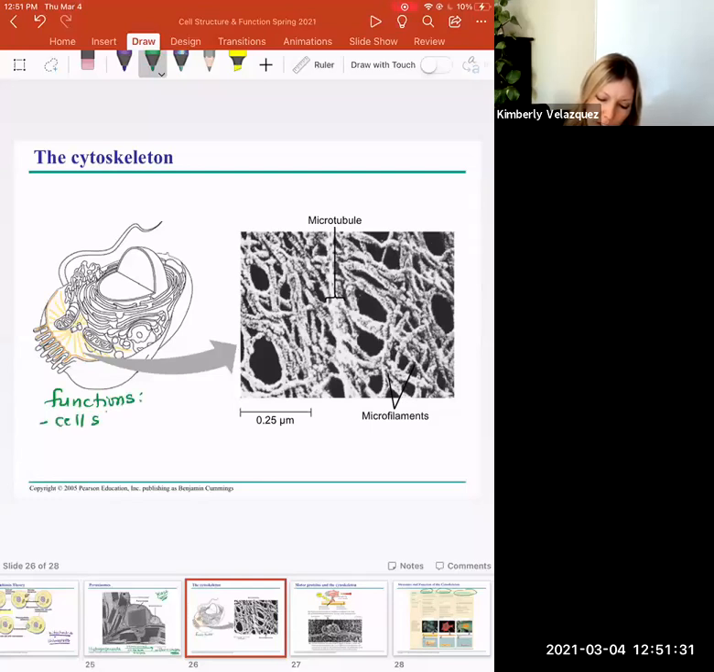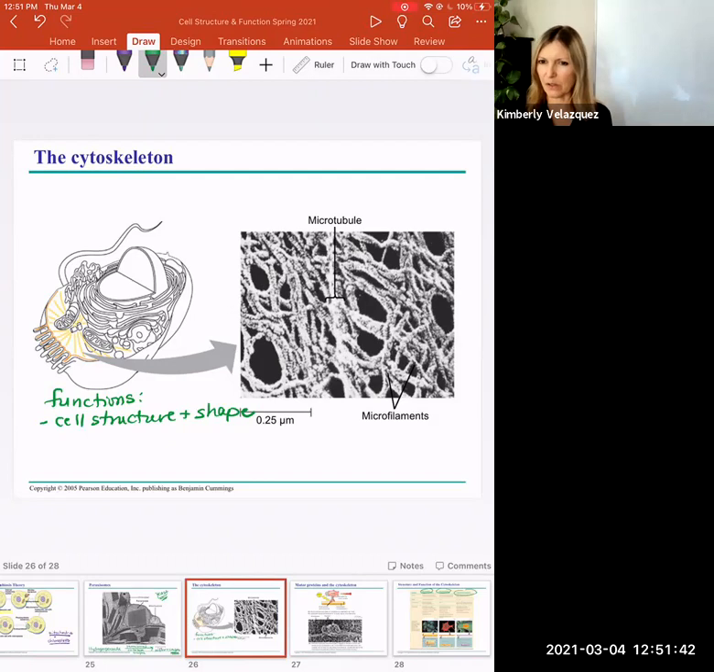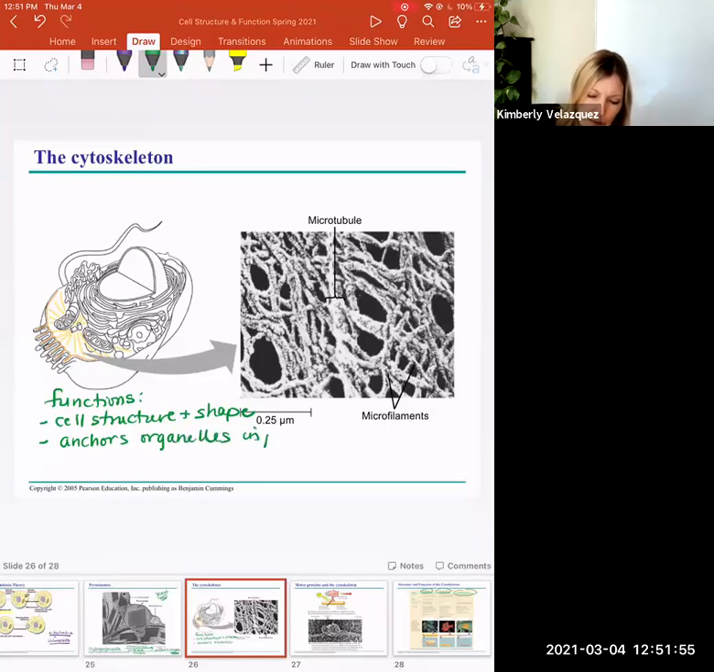Cell structure and shape are one of the functions of the cytoskeleton. The cytoskeleton is what gives a cell its specific shape and really holds that structure and shape. It also anchors the organelles in place. So nothing is really free floating in the cell.